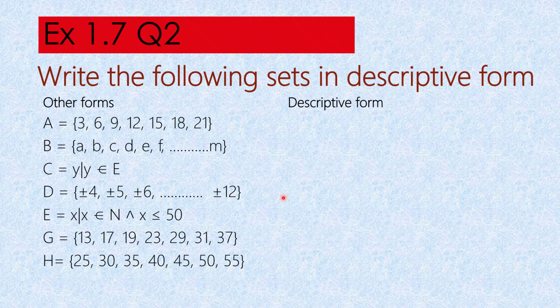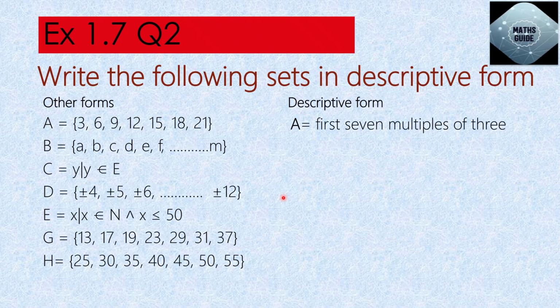The first set is A, and we have 3, 6, 9, 12, 15, 18, 21. We can write it as the multiples of 3 less than 24. It is correct. The multiples of 3 up to 21, this is also correct. Now let's see what I have written. Yes, I have written that set A is the first 7 multiples of 3. This is also correct. Now we have the set B: A, B, C, D, E, F up to M. We can write it like this: the set of alphabets up to M. And here I have written list of alphabets from A to M.